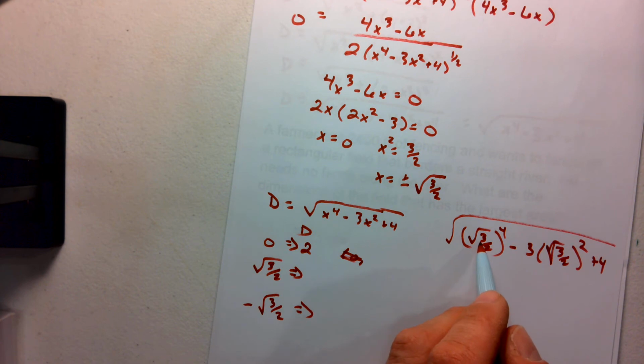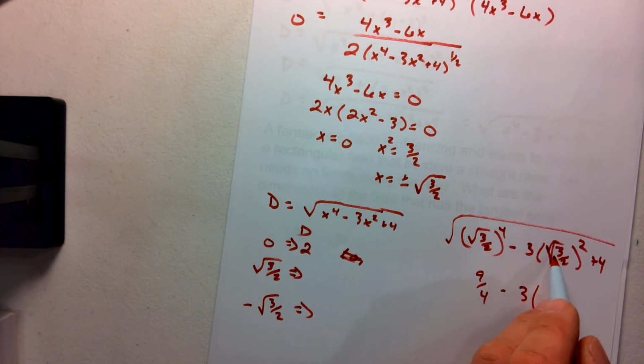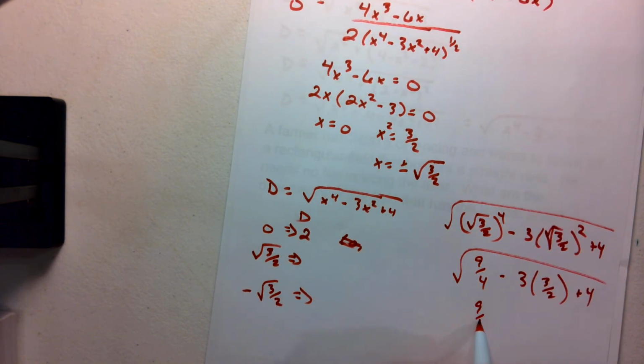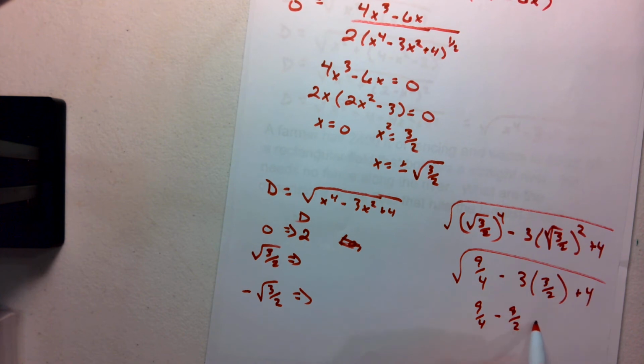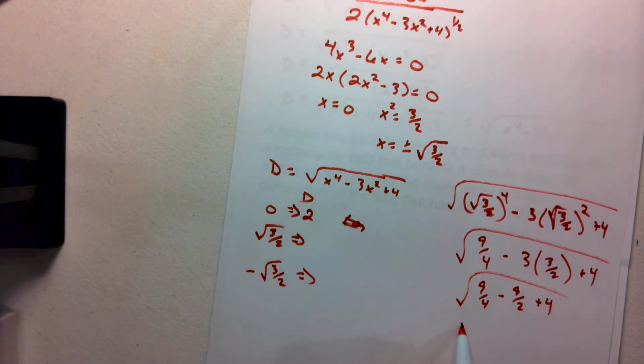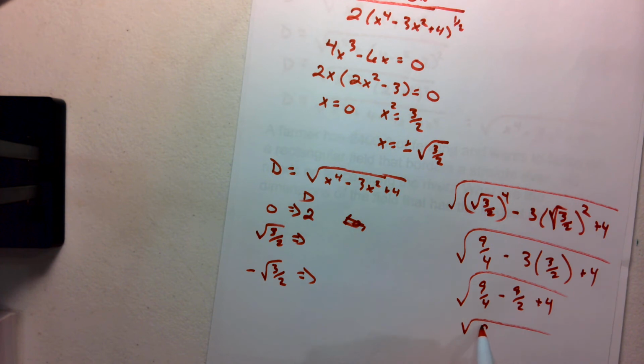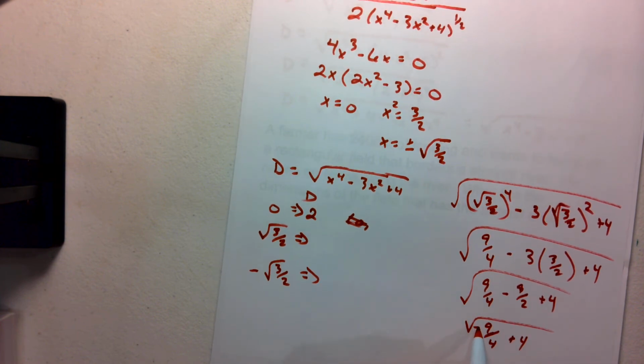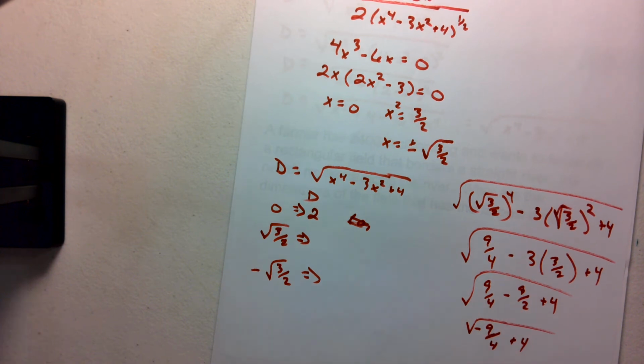So if I take the square root of 3 halves and take it to the fourth, that's going to give me 9/4. Minus, if I take the square root of 3 halves squared, I get 3 halves, times 3, which is 9 halves, plus 4. So here I have 9/4 minus 9 halves plus 4. Square root of that. 9/4 minus 9 halves. What is that? Negative 9/4 plus 4? Nope, just positive 9/4. 9/4 minus, let me put it in the calculator.